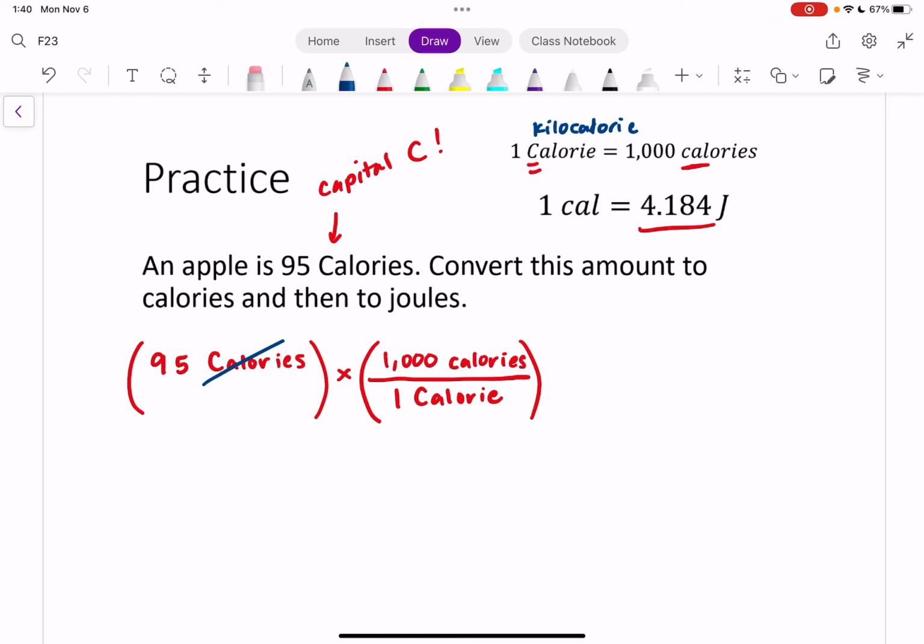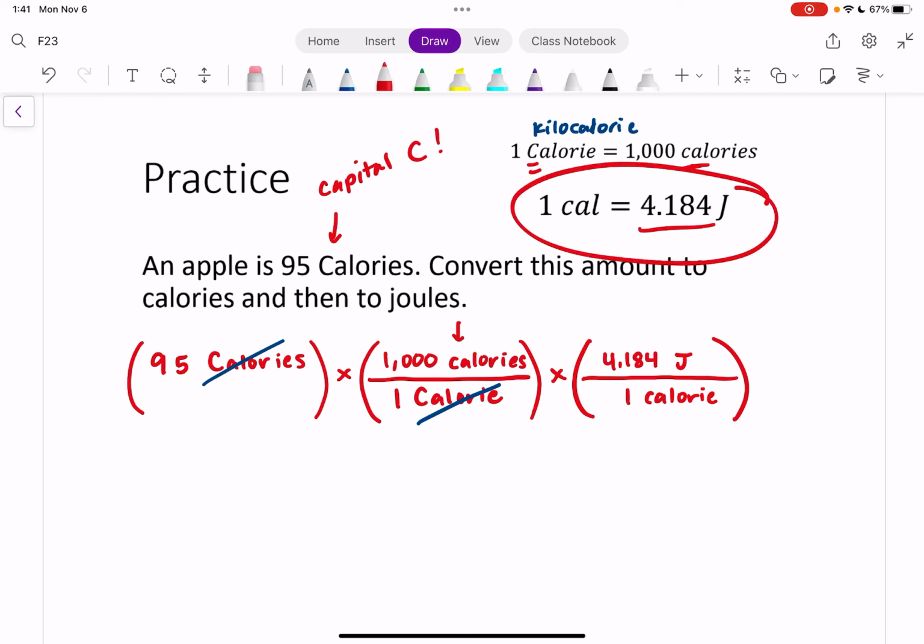So now we can cancel out the top and bottom, and now we're in little c calories, which is great because we know a conversion factor that connects little calories to joules. So we'll go 1 little calorie is, and I'll just write it out, 4.184 joules. And you don't need to memorize this conversion factor. I actually meant to mention that earlier. You don't need to memorize it. That will be given to you on an exam if you do need to use the equality here.